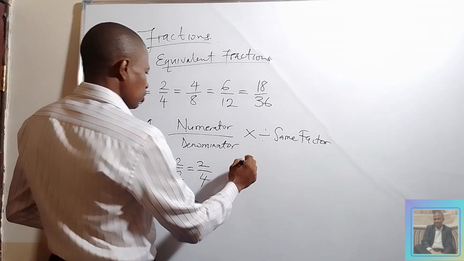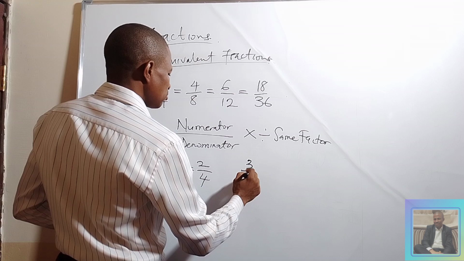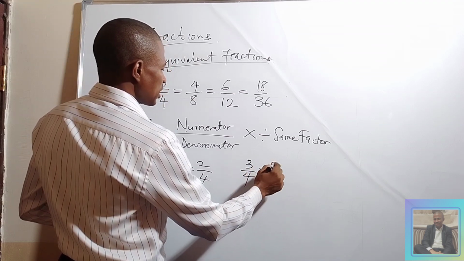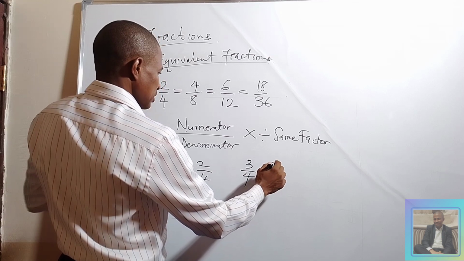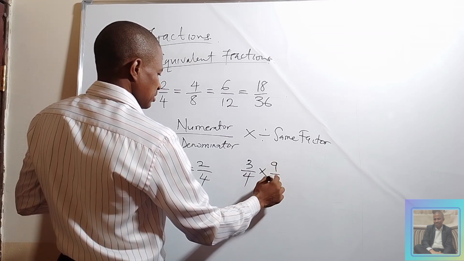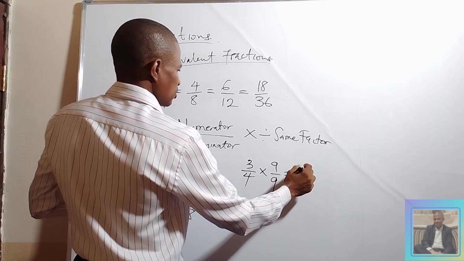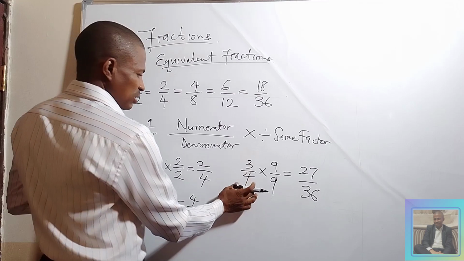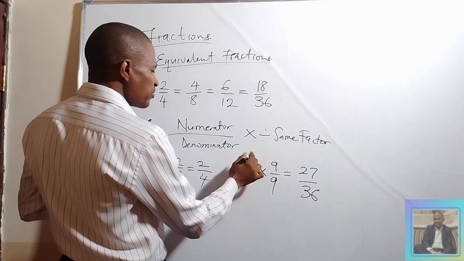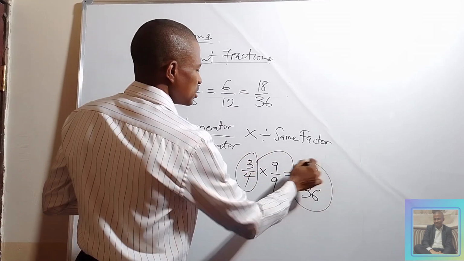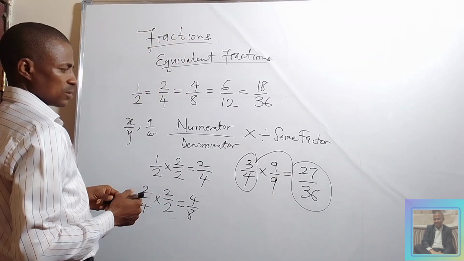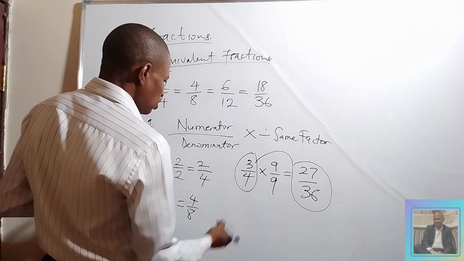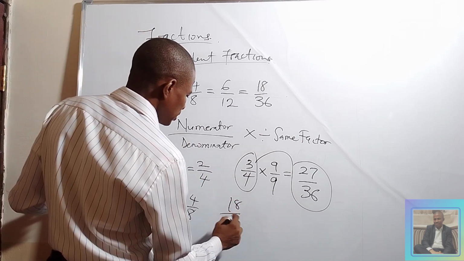Or we can say 3 over 4. If we say 3 over 4, and we multiply both sides by, let's say, 9, we have 27 over 36. 3 over 4, a quarter, is an equivalent fraction with this. We can also say 18 over 36.